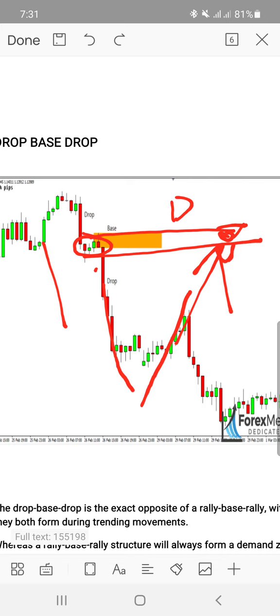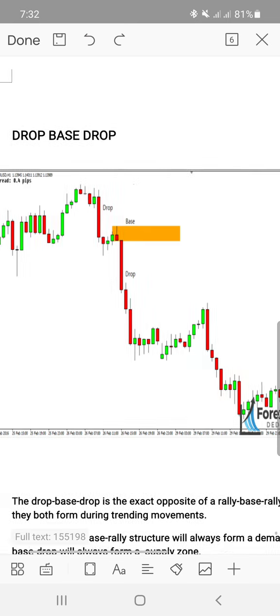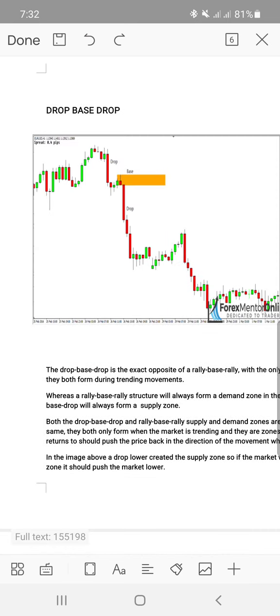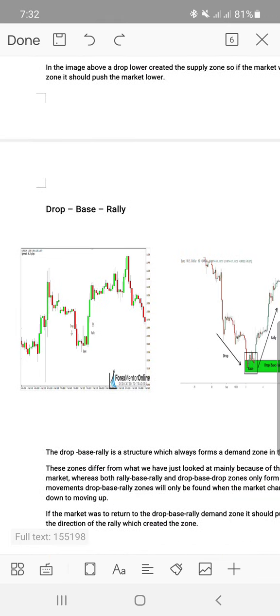Or, if you don't want to use pending orders, you can wait and see the candlestick confirmation candle that will form in this supply zone, then you sell, you understand. So now we have done rally base rally, we have done drop base drop, right? And the next one we need to do is the drop base rally, right?